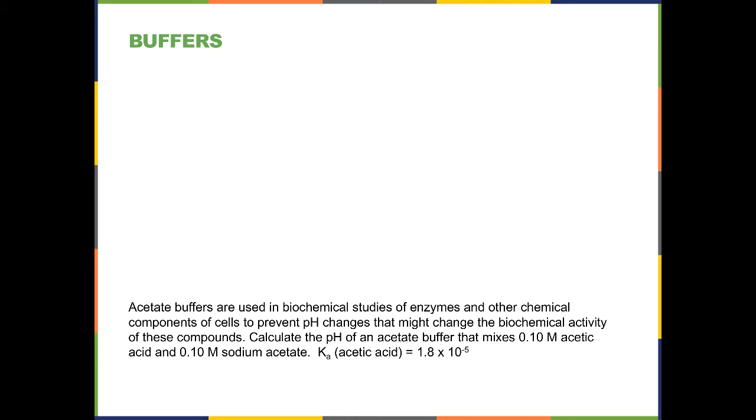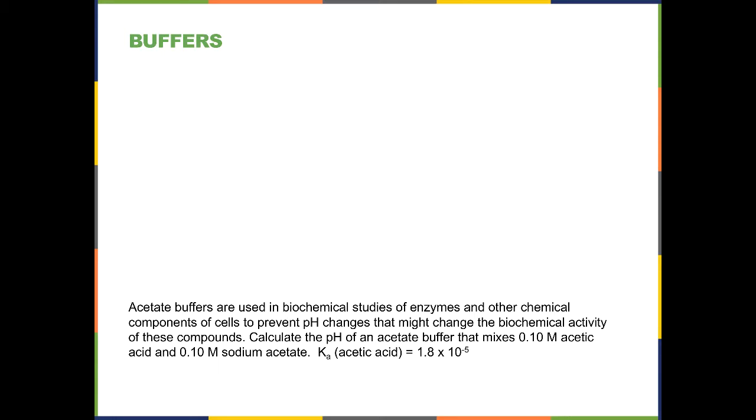Okay, let's move on by talking about some problems associated with buffer systems. So this first one is going to use the same example that I used in the previous slides. The acetate buffer is used in biochemical studies of enzymes and other chemical components of cells to prevent pH changes that might change the biochemical activity of these compounds.